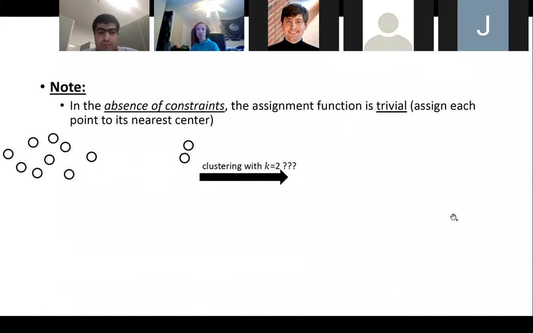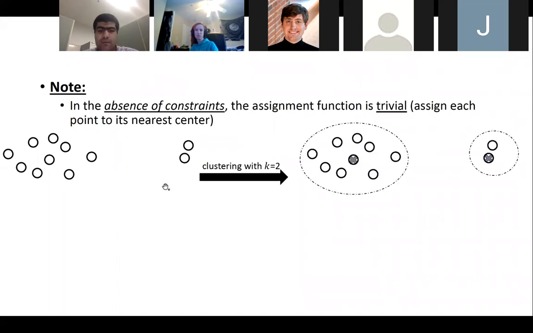Okay, so we just want to note that in the absence of constraints, we just minimize the clustering objective. The assignment function is trivial. You just assign a point to its closest center. So if we have this set of points, and we were to do clustering with k equal to 2, then we'll just end up with these clusters. The x is a center, and we form these two clusters. And it's easy to see that this would actually minimize the clustering cost.